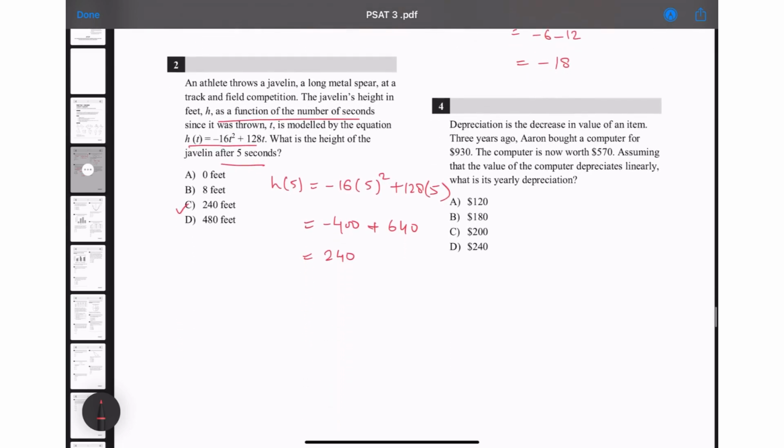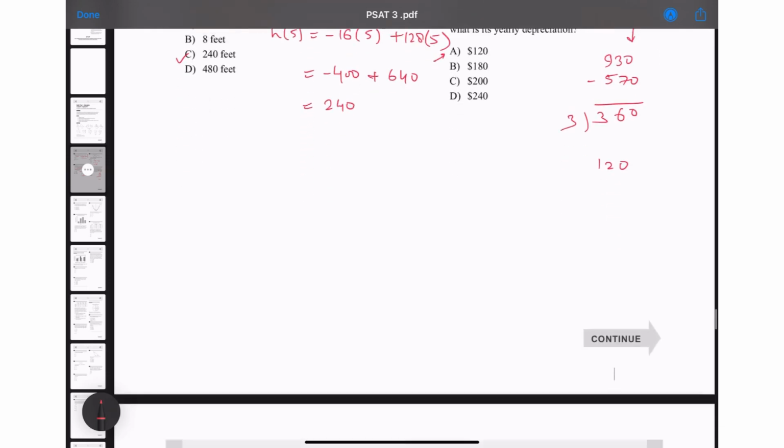Let us go to question number 4. Depreciation is the decrease in value of an item. 3 years ago, Aaron bought a computer for 930 and the computer is worth this now, assuming that it is depreciating linearly. What does linearly mean? It means that it is decreasing equally each year. So 930 minus 570 gives you 360 for 3 years. Then we divide this by 3 and get 120. So that is our answer: it will depreciate each year by $120.